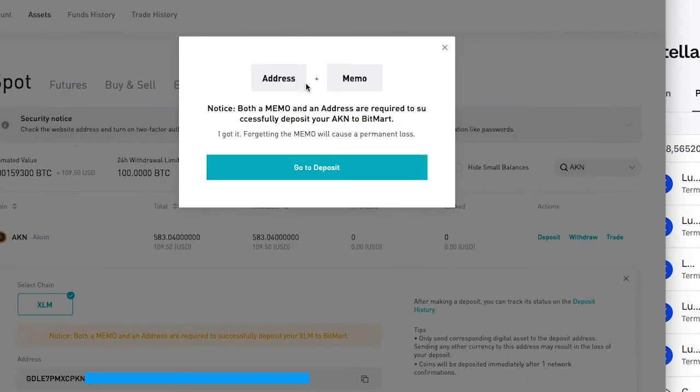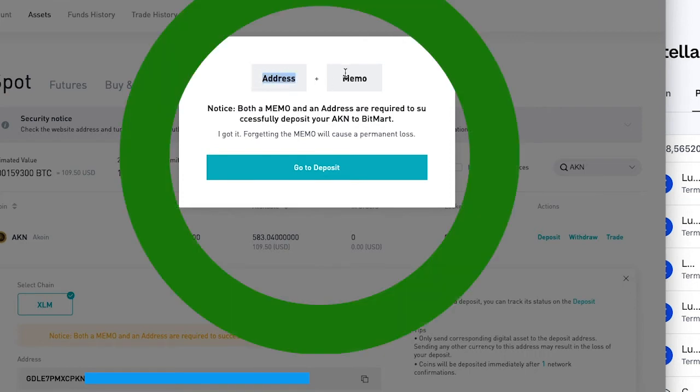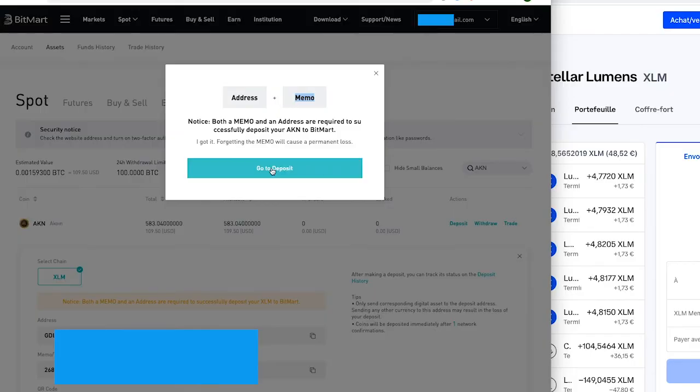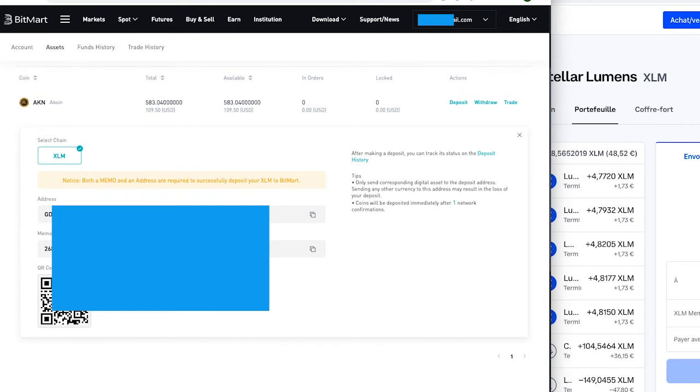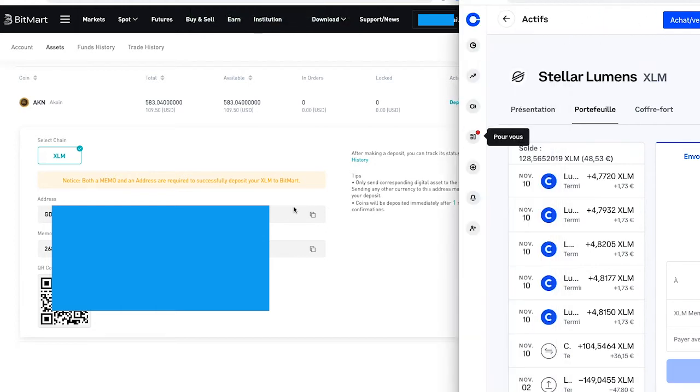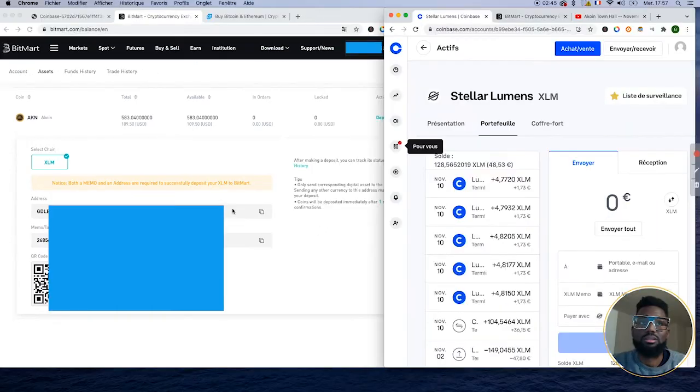Look, take care of the address and the memo, so we need both of them. Go to deposit. So this is my address and my memo. I will copy paste this address to send me money.